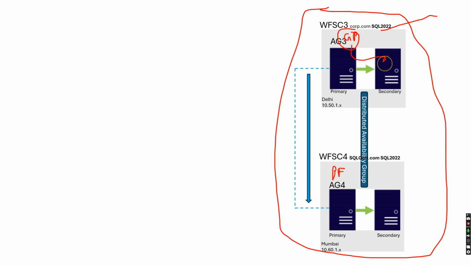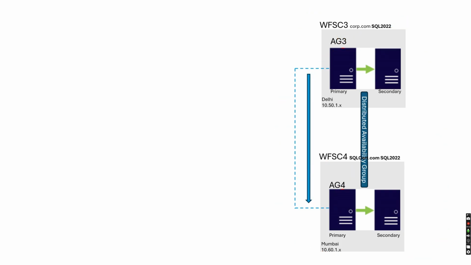So this one will send data over here, and this one will send data to the primary forwarder, and the primary forwarder will send data to all the secondaries. So this is how you can do migration of your existing distributed availability groups using the side-by-side approach.